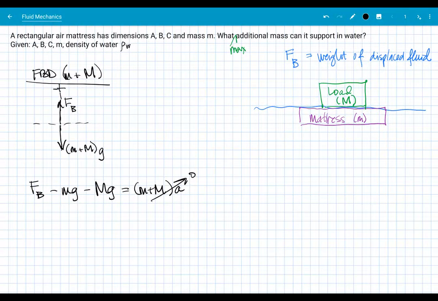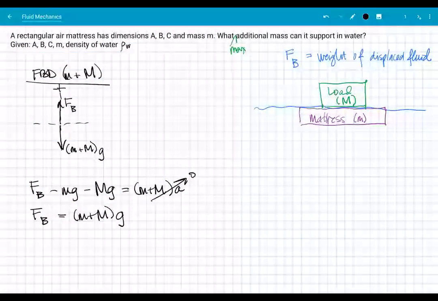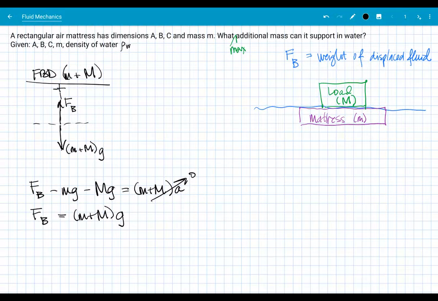So when you're doing a buoyancy problem, you'll draw your free body diagram. Buoyant force will be somewhere on the free body diagram. You'll do your Newton's second law as usual. So here I have buoyant force equal to (m plus M) g, right? But to solve this problem, we're trying to solve for big M, and now we have two unknowns in this equation. Buoyant force is unknown and big M is unknown. So this equation isn't enough.